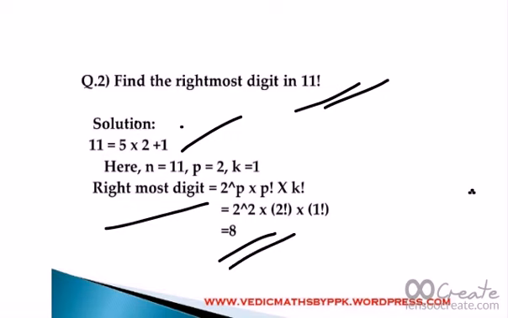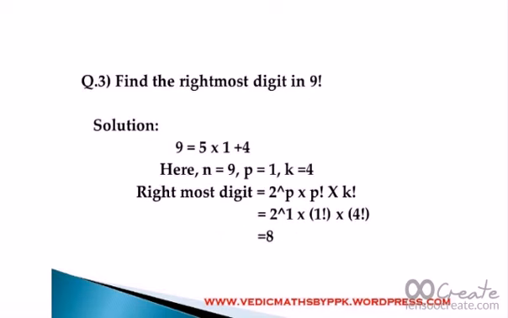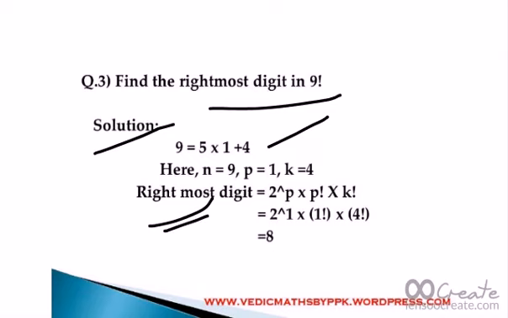Example 3. Find the rightmost digit in 9 factorial. Solution. Go on expressing 9 as 5 into 1 plus 4. Here n is 9, p is 1, k is 4. The rightmost digit is given as 2 raised to p into p factorial into k factorial. We get the answer as 8.